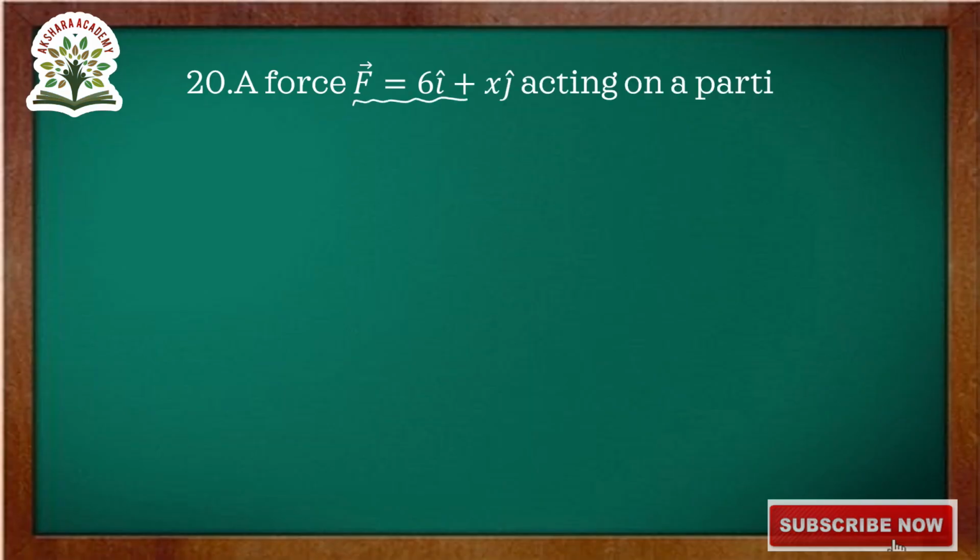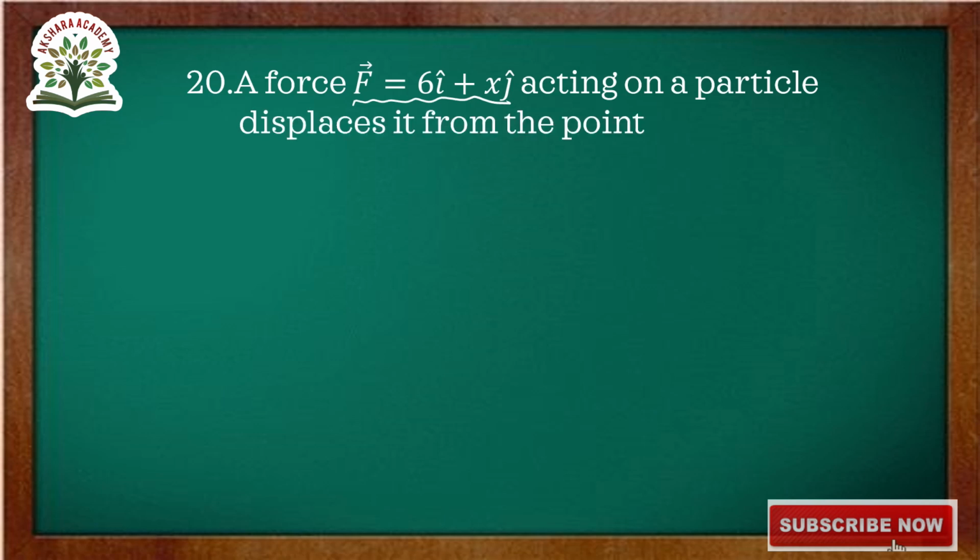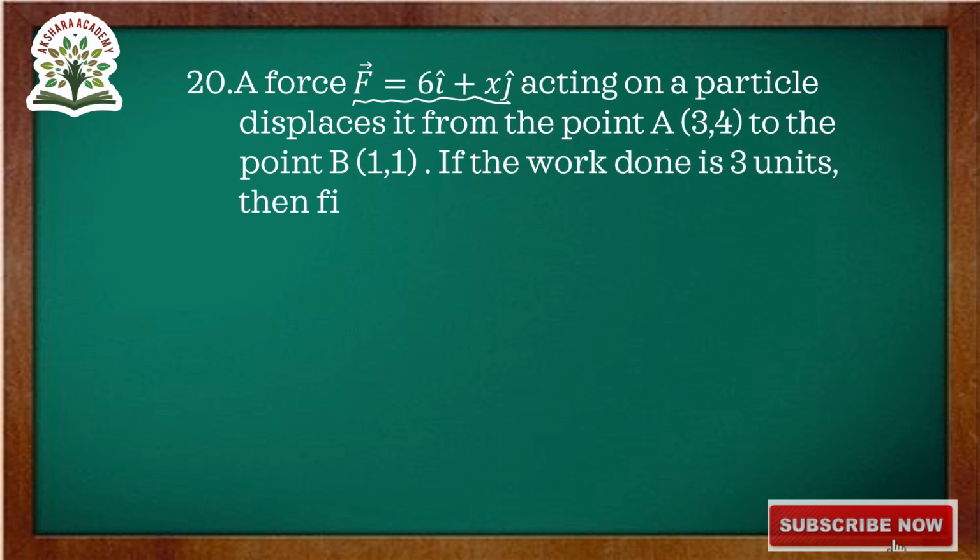Next question, 12th one. A force F bar is equals to 6 I bar plus x j bar acting on a particle displaces it from a point A (3, 4) to the point B (1, 1). If the work done is 3 units, then find the value of x. Here they given F bar is equal to 6 I bar plus x j bar and the 2 points they given, one is the point A (3, 4), the other point is B (1, 1), and work done they given as 3 units. You have to find the value of x. So let us go to the solution.